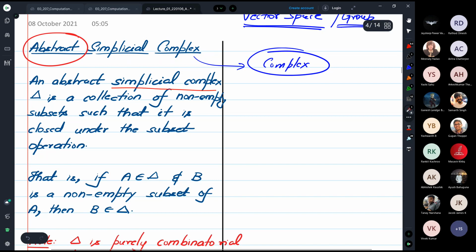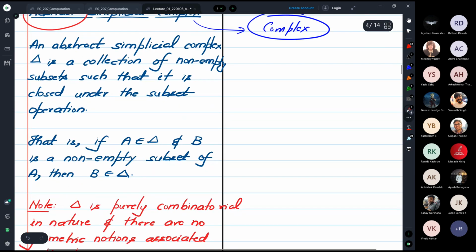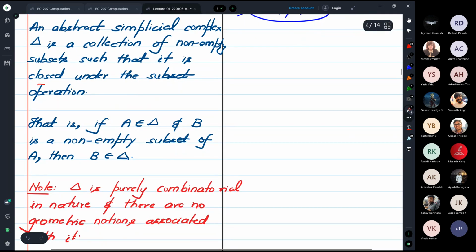Typically we will denote such an abstract simplicial complex by this notation, capital delta. So what is delta? It's a collection of non-empty subsets. That's the first thing. However, the key thing is that this collection should satisfy an important property: that this collection must be closed under the subset operation. Let's formally look at what this property means.